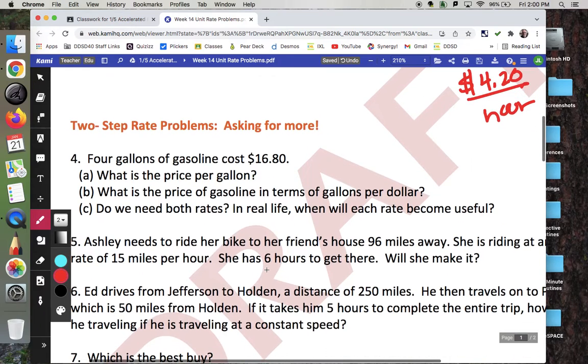So then we ask, well, what is the price of gasoline in terms of gallons per dollar? So then we could do this. We could put 1 gallon on the top. We could put $4.20 on the bottom as a denominator, and then on our calculators do 1 divided by 4.2, and we're going to get around 0.2. We could round it to 0.24. It's 0.238, and so that 8 makes the 3 go up to a 4. And again, we want to know what this actually is. It's 24 hundredths of a gallon.